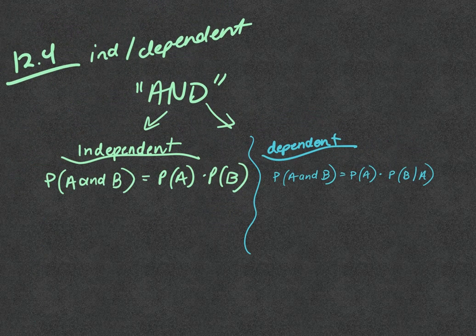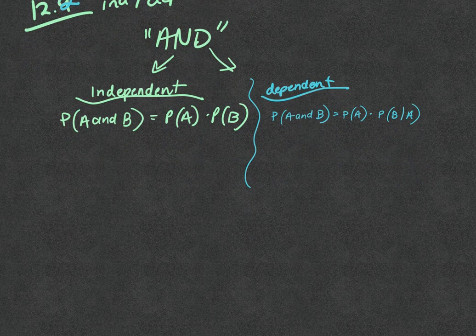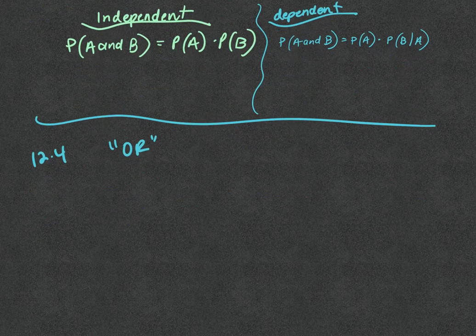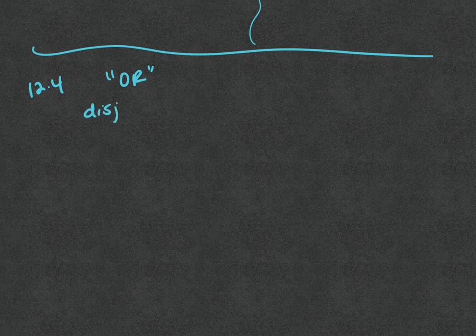And this is 12-2, is that what you said? Yeah. Wait, if this is 12-2, and the last one wasn't, then what is the last one? Actually, it would also be 12. What? Because it's adding. 12-4 was the or. And the or is your disjoint or overlapping. Then 12-5 was permutation combination.